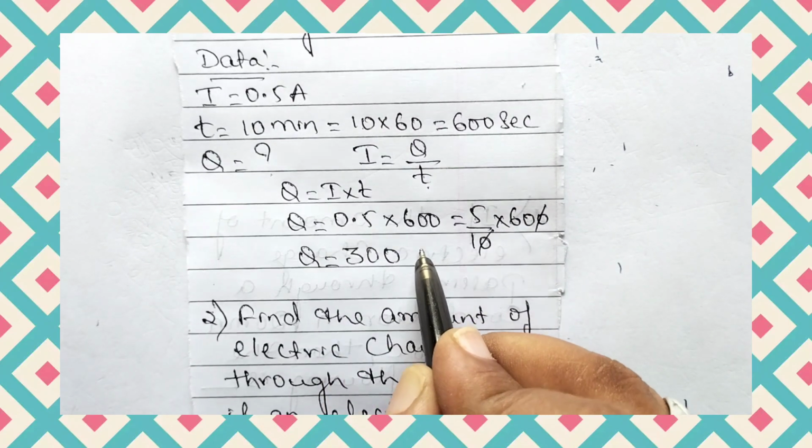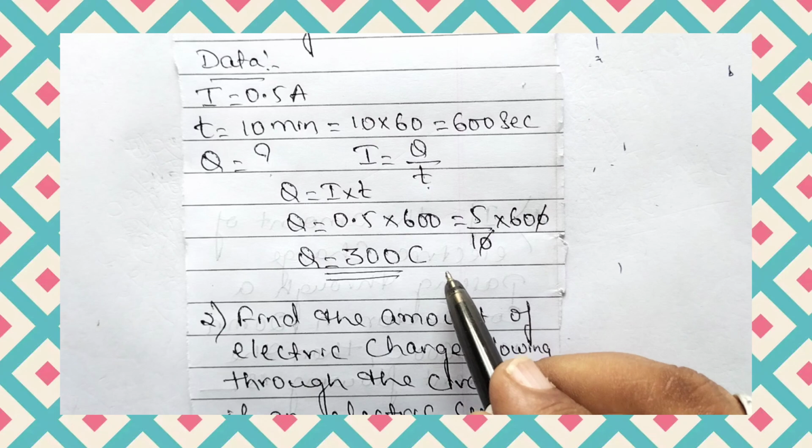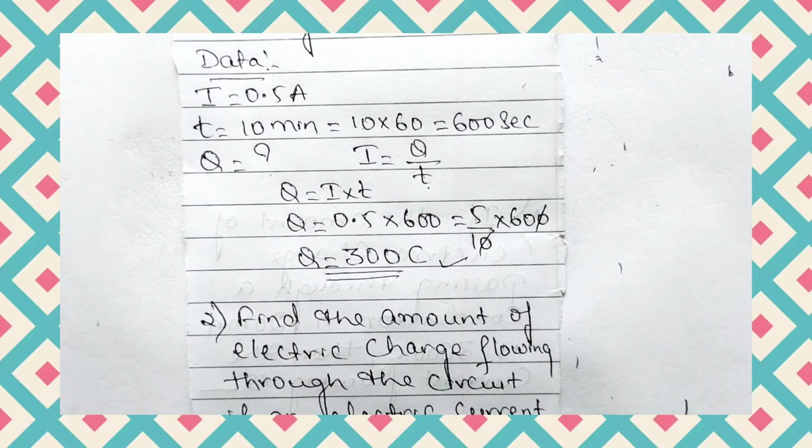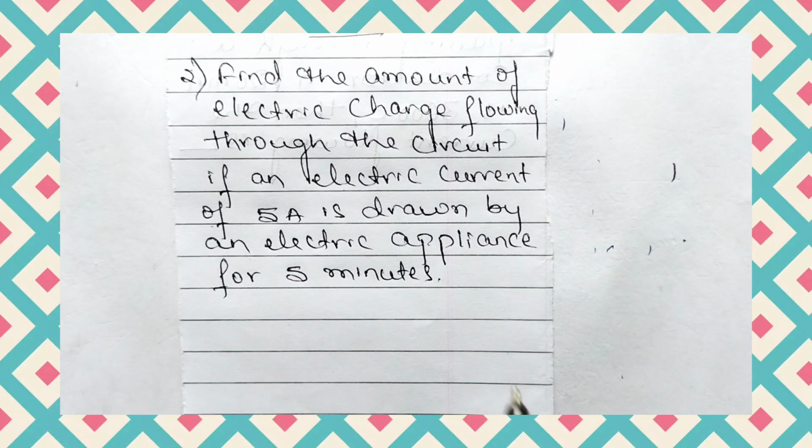So how much coulomb of charge is flowing through that filament of a bulb? So 300 coulomb of charge is flowing through that filament of a bulb. So like this we have to solve the first question. Now let us move to the second question.